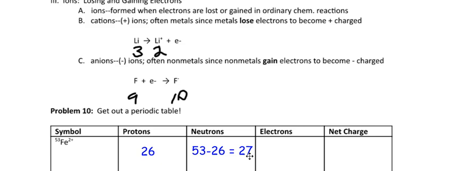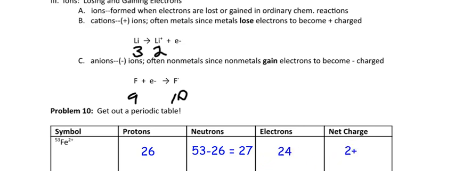What about electrons? A neutral iron has 26. But it's not neutral, it's positive. So what did lithium tell the bartender? Help, help, I lost an electron. So iron would go up and say, help, help, I lost 2 electrons. So if it started out at 26, it lost 2, how many does it have left? 24 for a net charge of 2 plus.